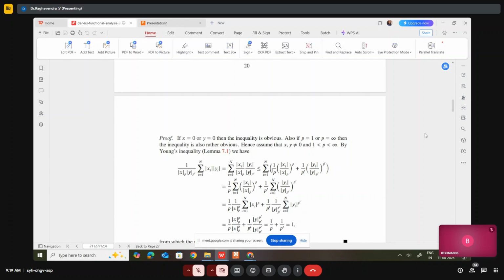So you take a as |xi| over the p norm of x, and b to be |yi| divided by the p prime norm of y. Apply Young's inequality. You get 1 over p times |xi| raised to p over the norm, plus 1 over p prime. Now you see in this term that xi and yi don't get multiplied. They are separated. That is the idea.